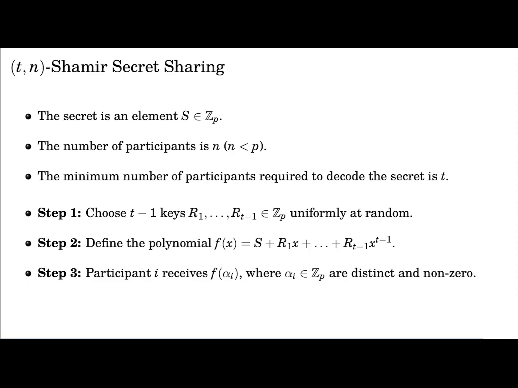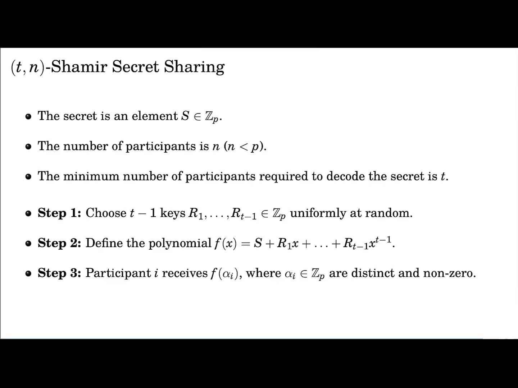In the previous video, we had 4 participants and any 3 of them could recover the secret. And so that was a 3-4 threshold scheme. And in general, we write this as a t-n threshold scheme. So here n is the total number of participants and the number t is the threshold. And so this is the minimum number of participants needed to recover the secret.